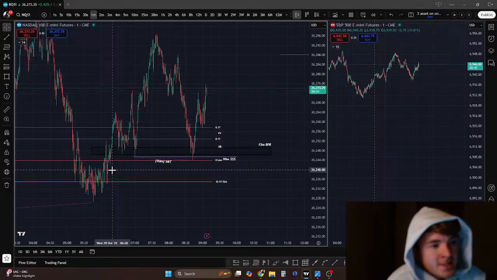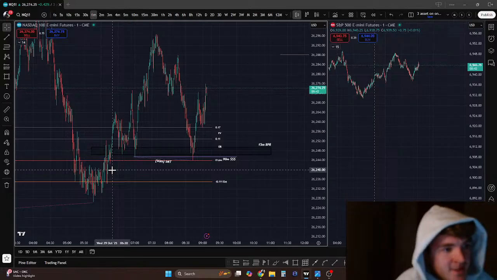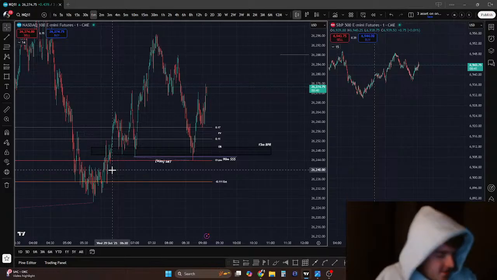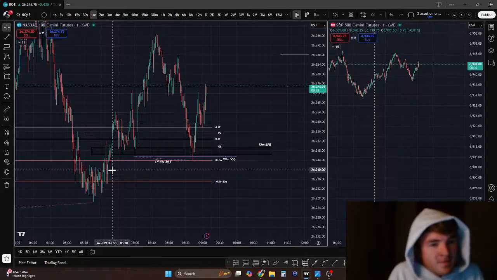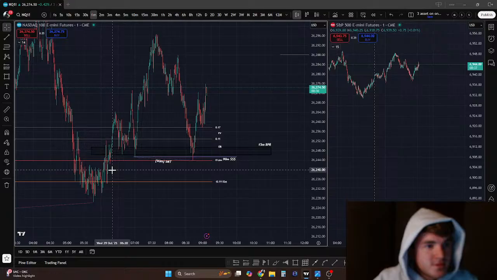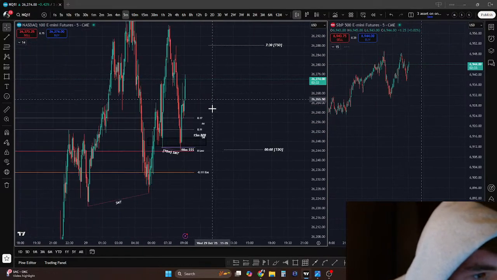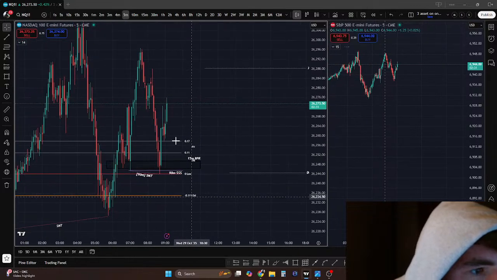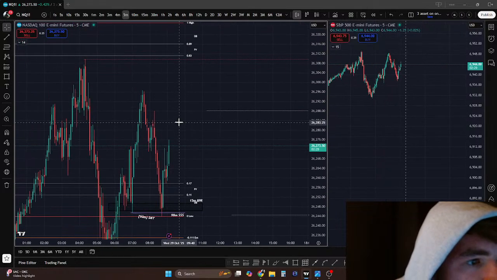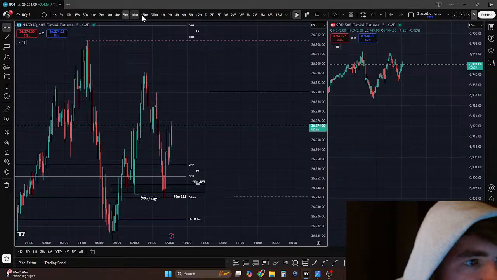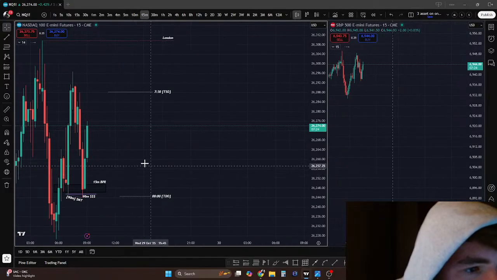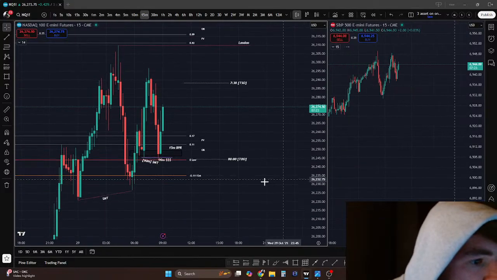What I'm wondering is, are we even going to come back there? Because we're obviously displacing, so that's a sign that we might not even come back there. We might just inverse this gap. And then at that point, maybe we just take an inversion. But is it good enough, right? Is it good enough? I don't know.